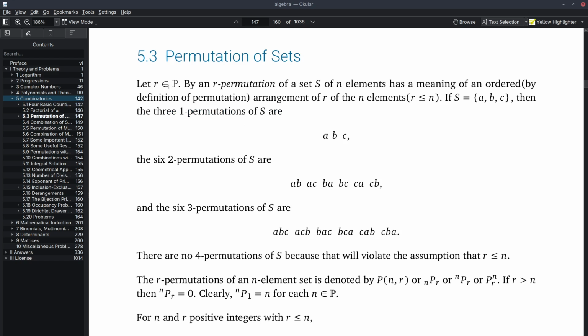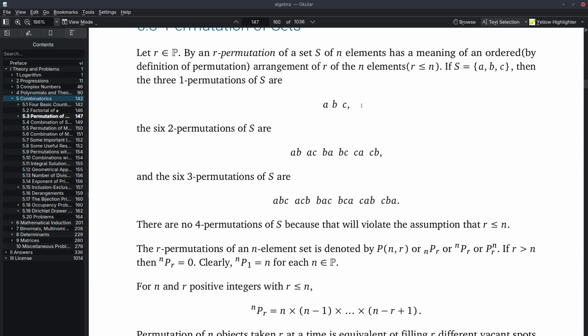Let r be an element of the set of positive integers. By an r-permutation of a set of n elements, we mean an ordered arrangement of r elements of the set, with r less than or equal to n. If S is equal to {A, B, C}, then the 1-permutations of the set are A, B, C. The 2-permutations of S are AB, AC, BA, BC, CA, CB.